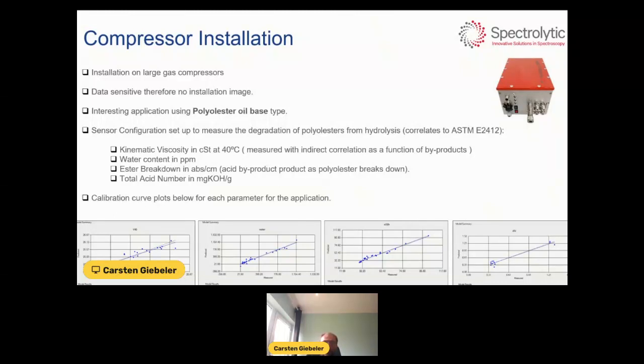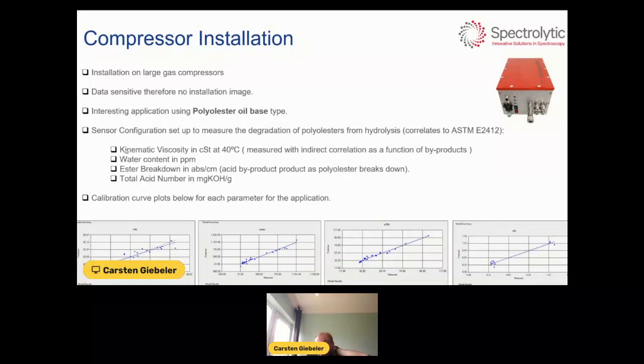The next one was a little adventure into polyester oils, which we haven't done before. Obviously, they work slightly differently, and there the degradation process is driven by hydrolysis. This is a compressor oil that has been installed on a large compressor. We went with the customer through the process: he sent us the historic reference analysis data, we set up the sensor and installed it. And here you see the results of the comparison between the measured data and the reference analysis.